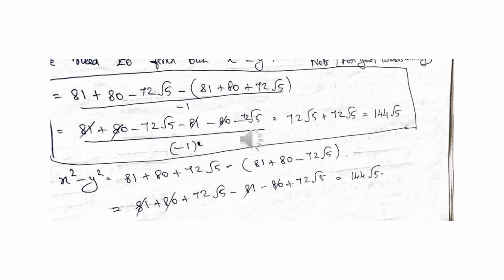Okay. Then seventh sum also, same thing. Root 3 minus root 2 by root 3 plus root 2. So the numerator and denominator should get multiplied by root 3 minus root 2. So the numerator becomes root 3 minus root 2 the whole square, that is a minus b the whole square. The answer will be a squared plus b squared minus 2ab.